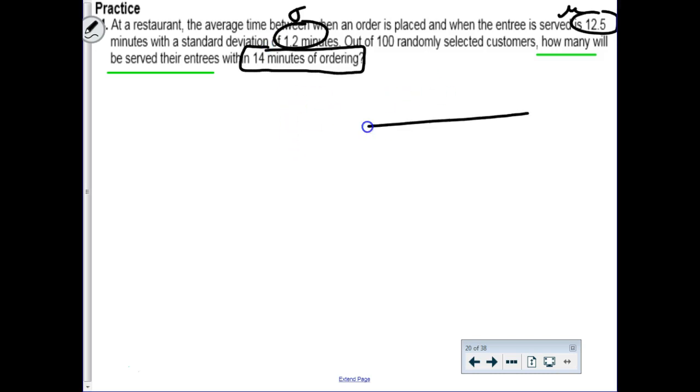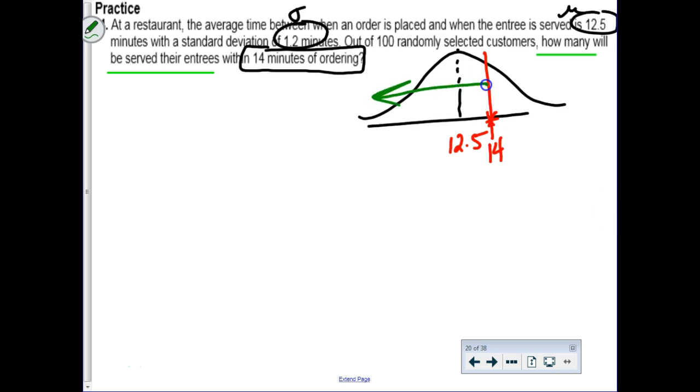So if you wanted to draw this out, and I do encourage you guys to draw this out, even though they're kind of a pain to draw. If I put 12.5 in the middle, I'm not going to standardize it this time. 14 minutes would be up here somewhere. So I want to know this probability, 14 minutes or less. So now we're going to go to our calculator.